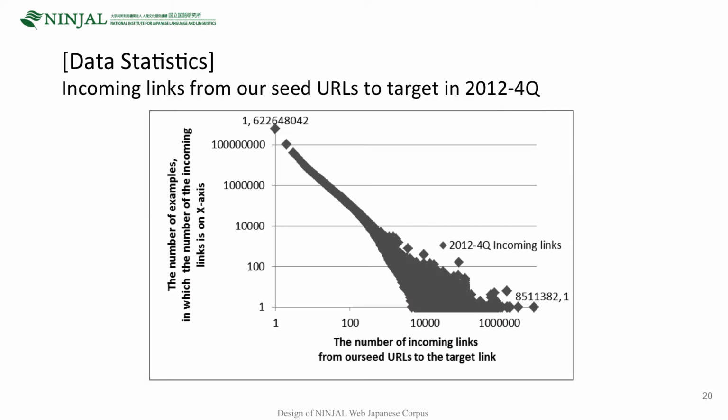The graph shows the statistics of incoming links in 2012, fourth quarter. The x-axis represents the number of incoming links from our seed URLs to the target link. The y-axis represents the number of examples, in which the number of incoming links is on the x-axis. The graph is a log-log graph. There are approximately 600 million links that have only one incoming link from the seed URLs. The most frequently linked incoming URLs are linked by 8.5 million pages. They are the top pages of popular blog hosting sites.